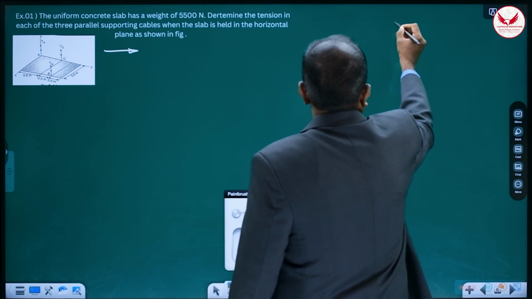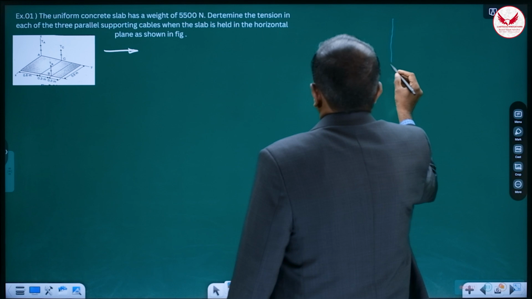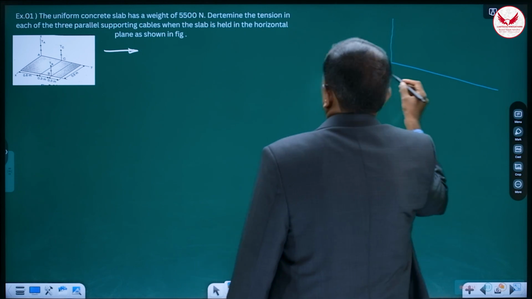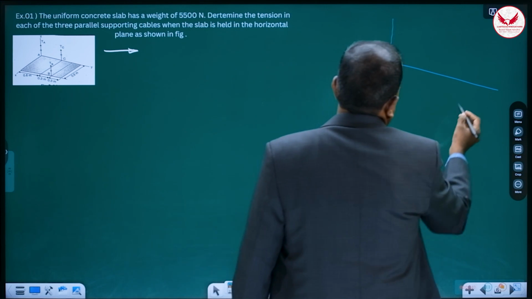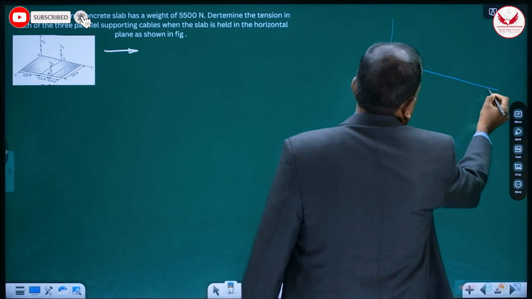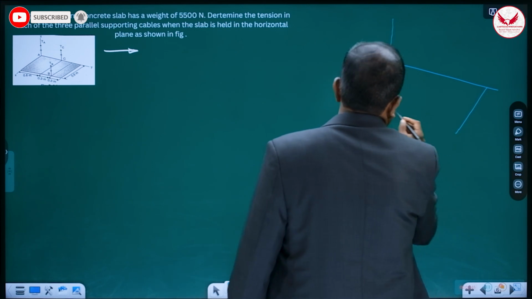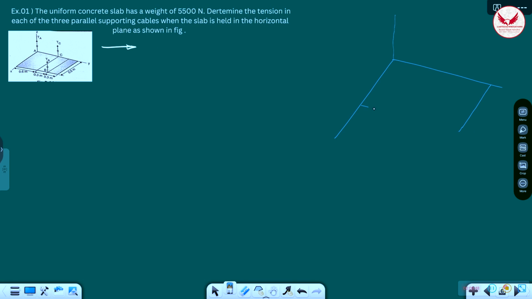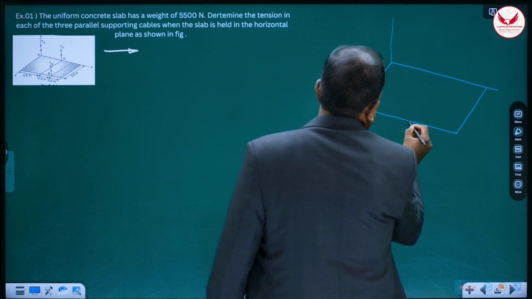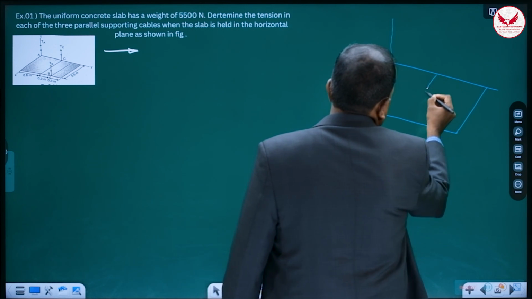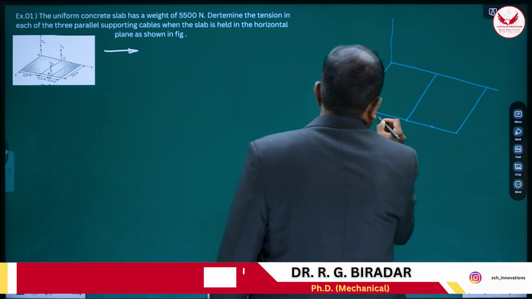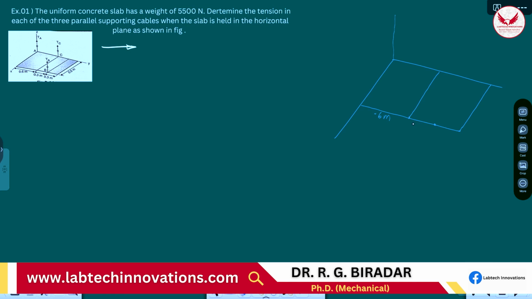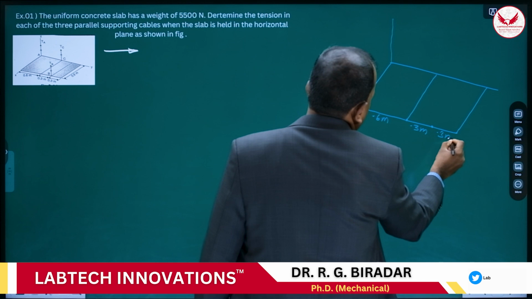Then how the free body diagram will be? So vertical is z axis. So in this direction y axis, and in this direction x axis. Then there is a slab. It is 0.6. So this is the slab. Then it is at the center. Again it is at 0.3. It is 0.6 meter, 0.3 meter, 0.3 meter.